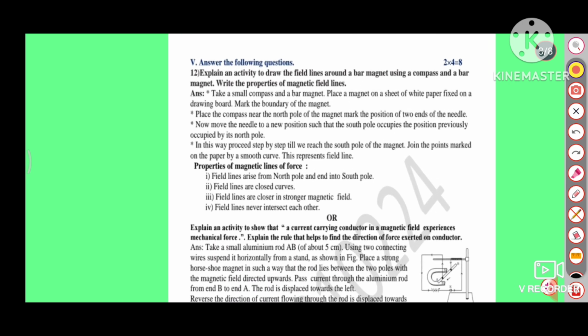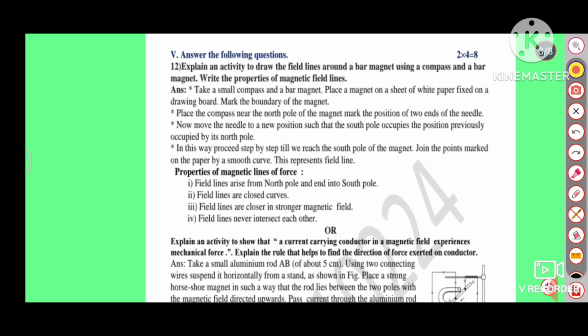Next question, answer the following questions. 12th question: explain an activity to draw the field lines around a bar magnet using a compass and a bar magnet. Write the properties of magnetic field lines.